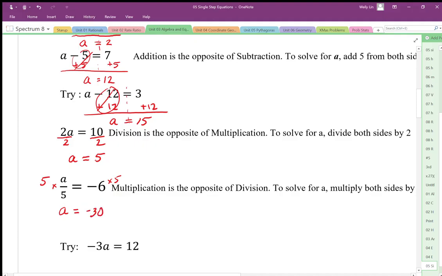Now we can check this by just substituting back in. So negative 30 divided by 5 equals negative 6. That all works. This must be correct. So we can always check our solutions by substituting back in.